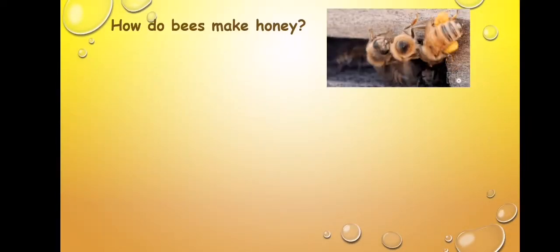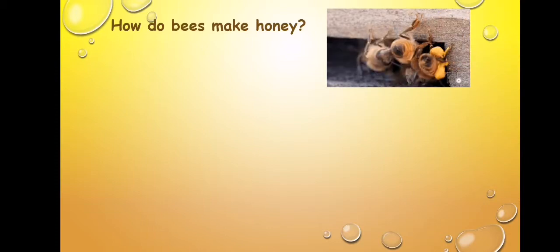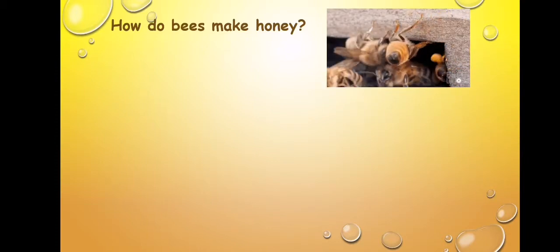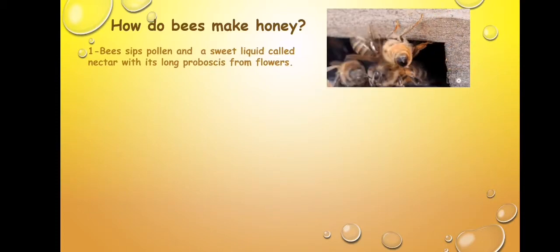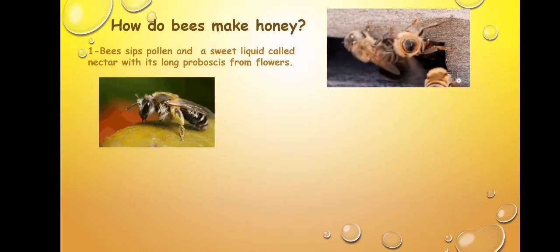How do bees make honey? If you watch a hive, you'll see bees coming and going out of it. The bees fly around from one flower to another, then come back to the hive. But what are they doing? When a bee lands on a flower, it sips pollen and a sweet liquid called nectar with its long proboscis.